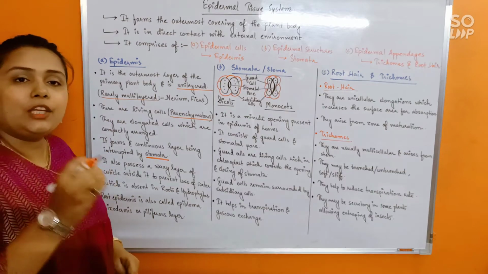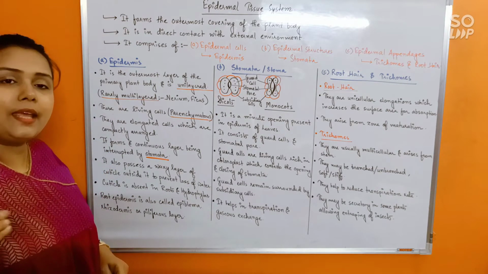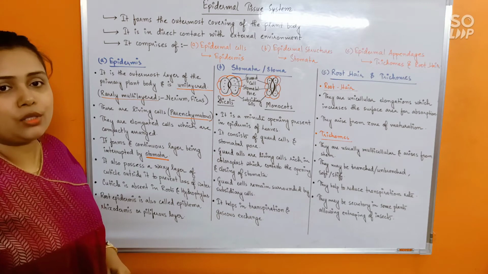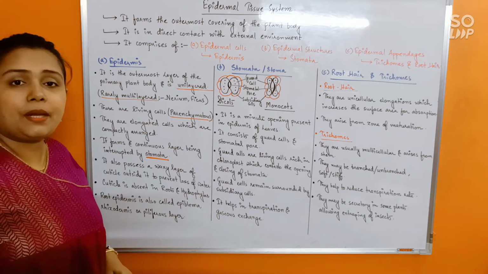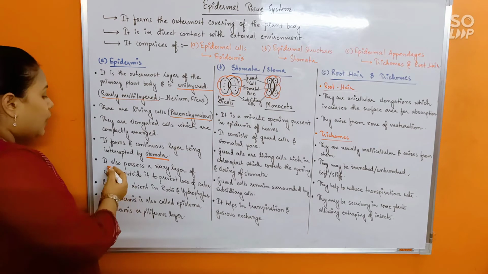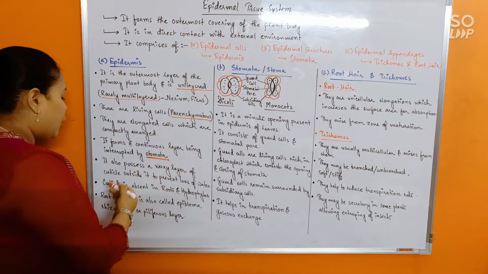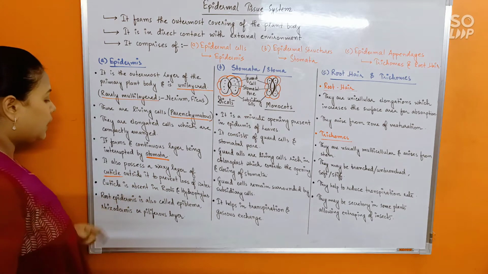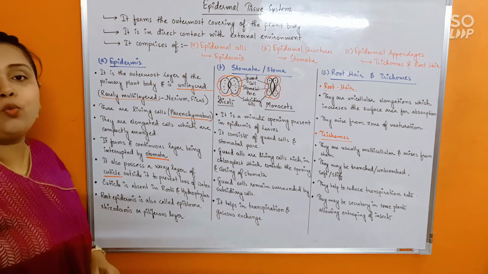So there will be minute pores in between, and they are called stomata, which I have told you are very important structures which are going to allow transpiration and gaseous exchange in plants. Okay. Now, it also possesses a waxy layer of cuticle. Cuticle is a very important term again. Cuticle outside it to prevent loss of water.